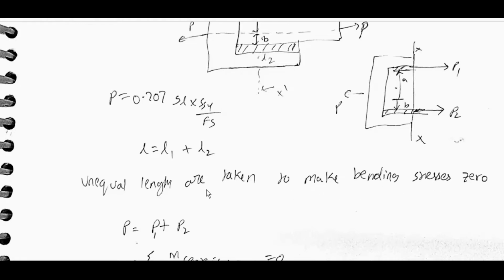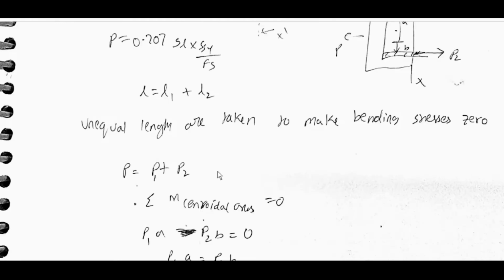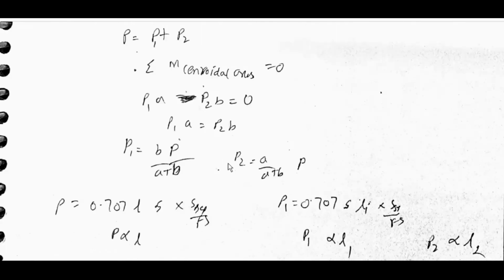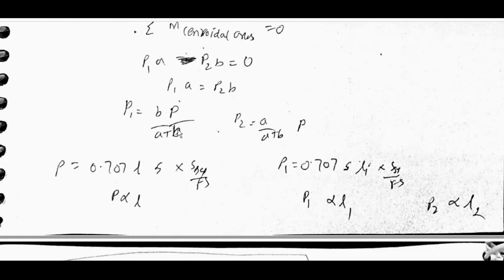So P is equal to P1 plus P2. Sigma m about the centroidal axis is equal to 0: P1A minus P2B is equal to 0, P1A is equal to P2B. P1 is equal to BP by A plus B. P2 is equal to A by A plus B into P.